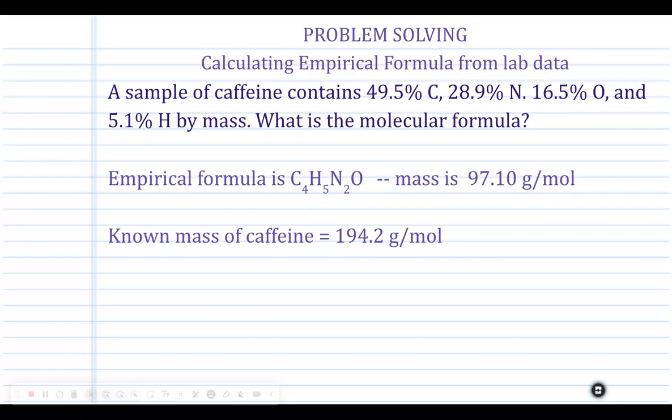So how do these two compare? Well, if caffeine is 194.2 and my empirical formula is 97.10, I know that this must be a factor of 2. So to get to my molecular formula, I have to multiply all of my subscripts by a factor of 2. So caffeine's molecular formula is C8H10N4O2. All of these numbers got multiplied by a factor of 2 because I need 2 of these masses to get to this one.